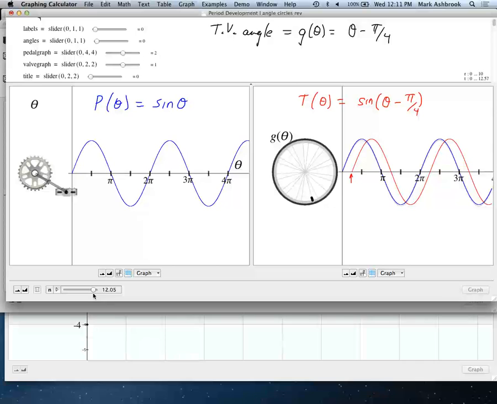Does that make sense? So we're motivating how we're seeing the reason why, when you subtract from the angle, it ends up shifting the graph to the right, because now that new angle is less than the original angle. It lags behind. Okay, so let's change it up.